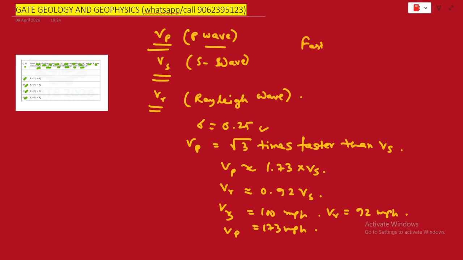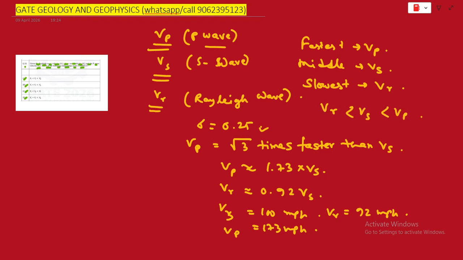Fastest is VP, middle VS, and slowest VR. Okay, therefore VR is less than VS, which is less than VP. Now looking at our options, the correct answer is option number A.